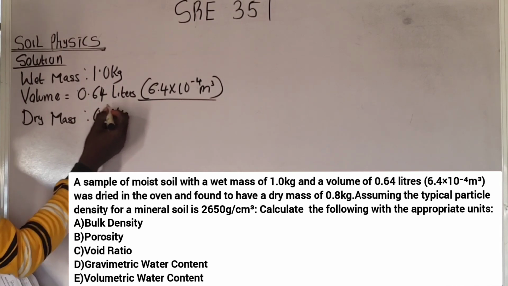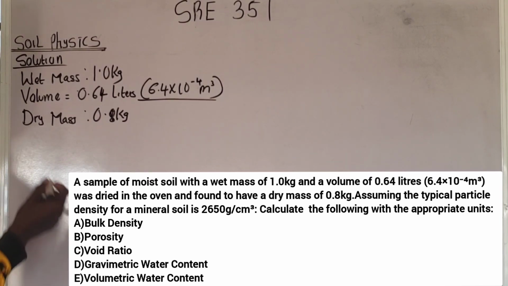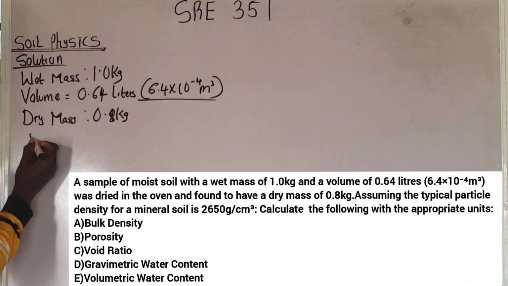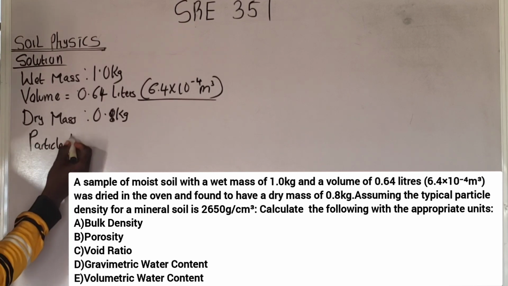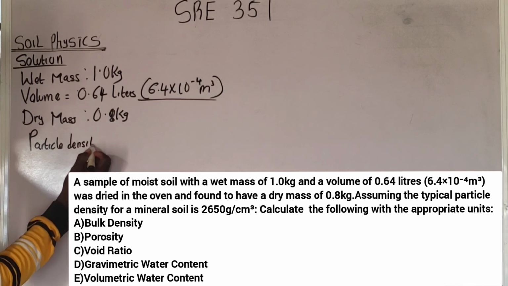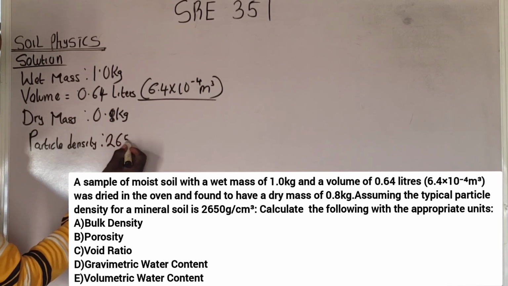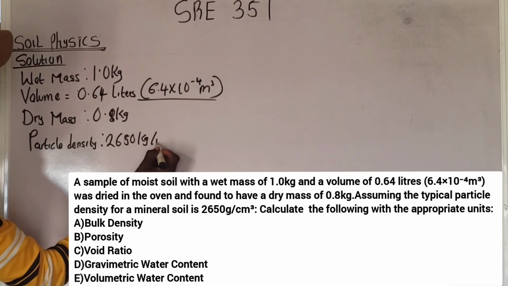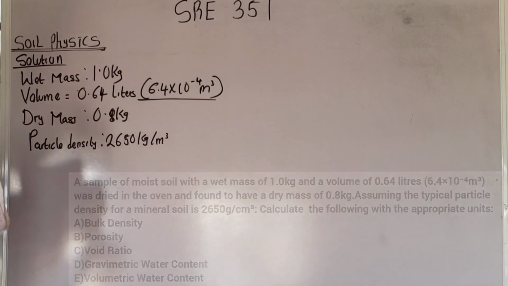Now, we are given that the particle density for a mineral soil is 2,650 kilogram per meter cube. Let us call it particle density, which equals 2,650 kilogram per meter cube. Now we have to calculate the bulk density.